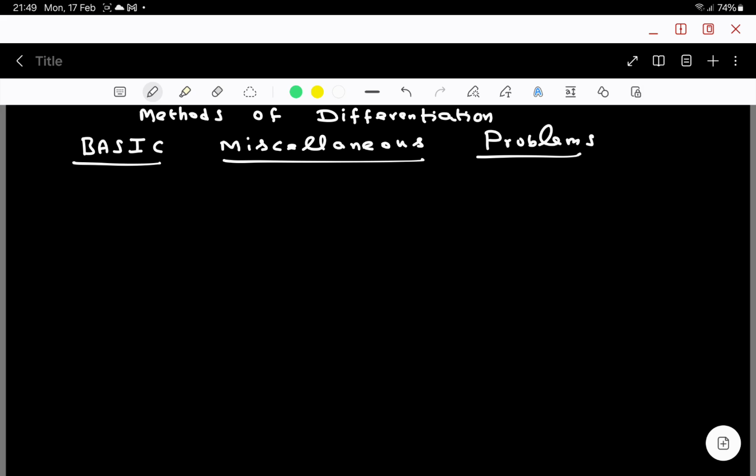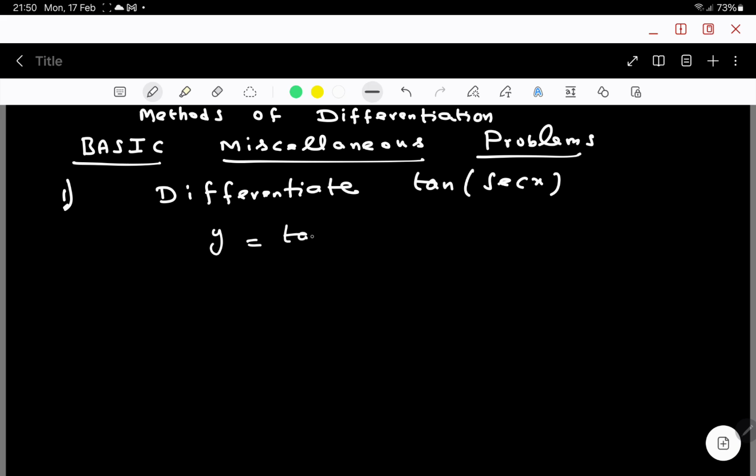Now we will see method of differentiations, some basic miscellaneous problems. First problem, differentiate tan of secant x. Take y equal to tan of secant x.